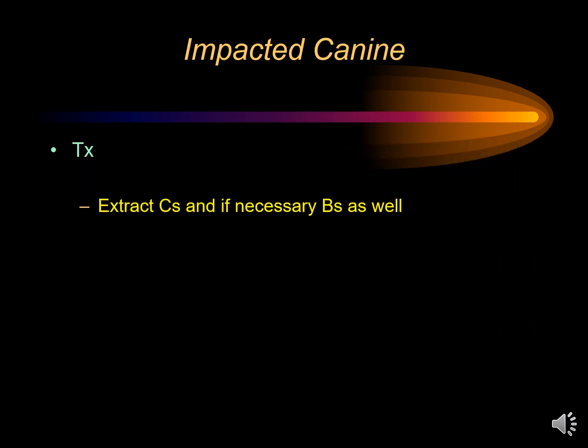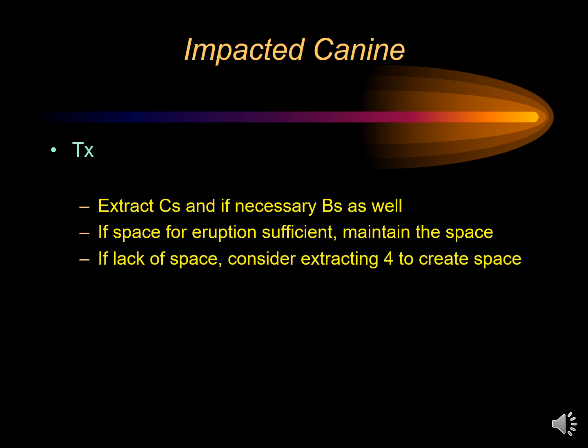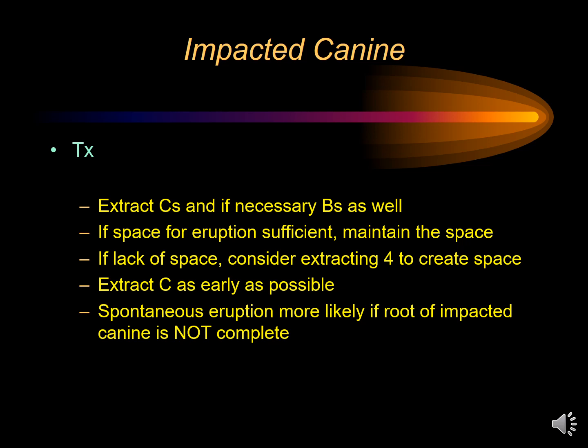Okay, what is the treatment for impacted canine? Now we'll need to extract the deciduous canine and if necessary the deciduous Bs as well. Okay, if space for eruption is sufficient, then maintain the space. Now, if there's not enough space for eruption of the canine, then consider extracting the first premolar to create space. Extract the C as early as possible. Spontaneous eruption is more likely if the root of the impacted canine is not complete or not mature.